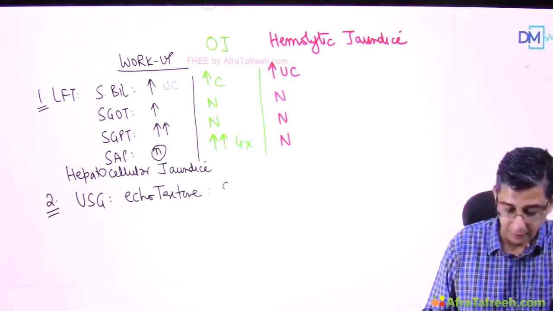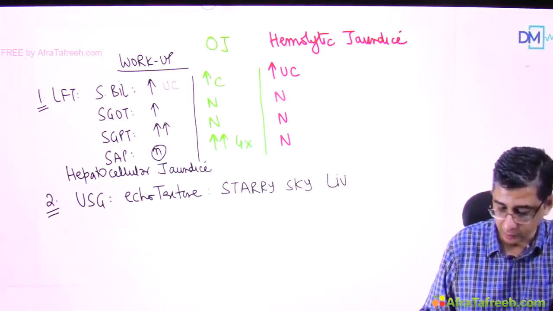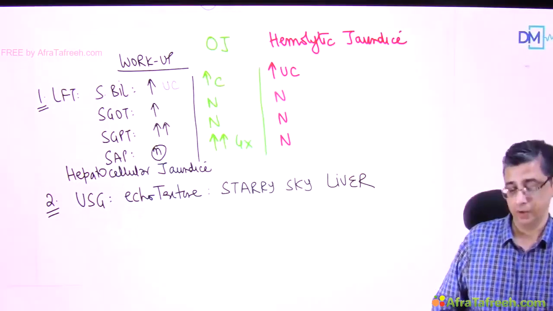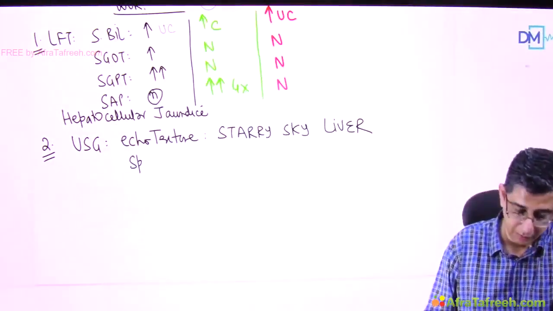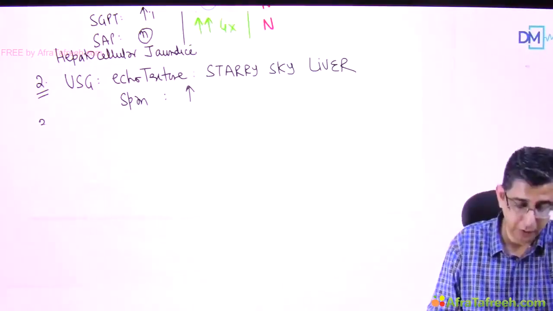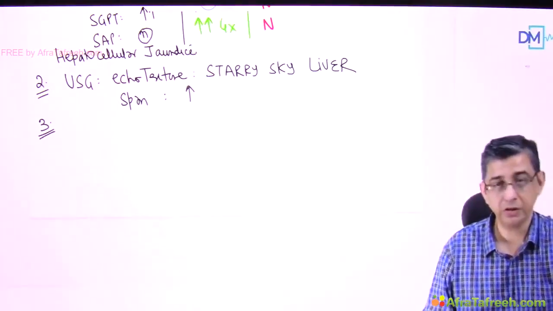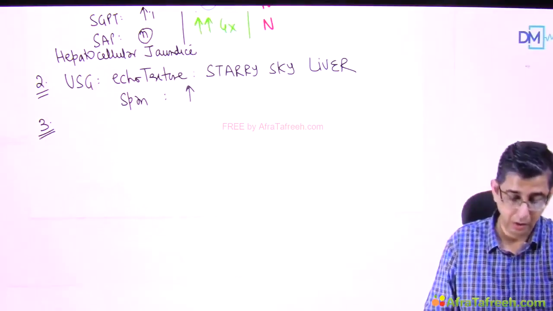When the report came, it said starry sky liver. Now you are aware of starry sky kidney, that is post streptococcal glomerulonephritis, but starry sky liver is a feature of viral hepatitis, and the span of the liver of this patient was substantially elevated. In point number 3, we shall be discussing a simplified diagnostic algorithm that will help you know the etiology of the viral hepatitis that is occurring in this patient.